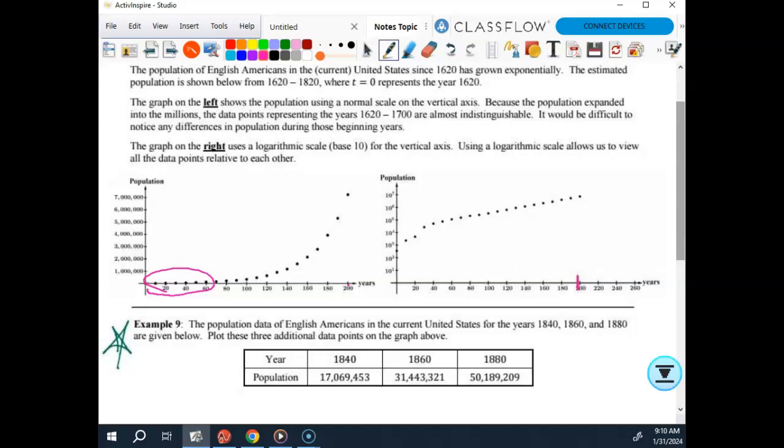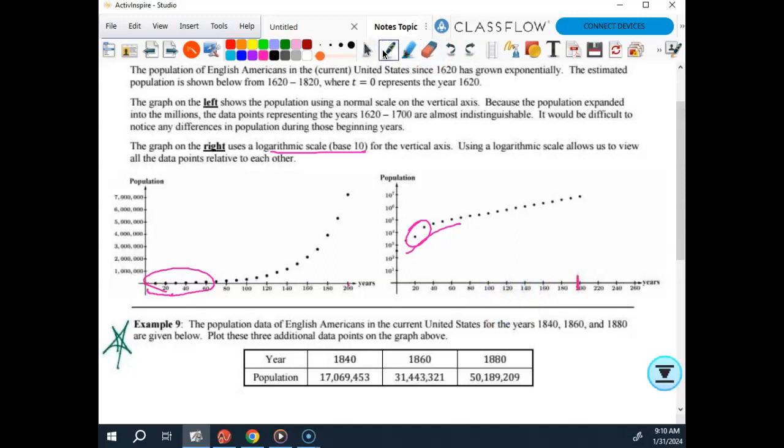This graph on the right uses a logarithmic scale with base 10 for the vertical axis instead of the actual population. It's the log of the populations, so you can see that early on things did change pretty well. And here there was a big jump, which you can't tell happened at all over here.